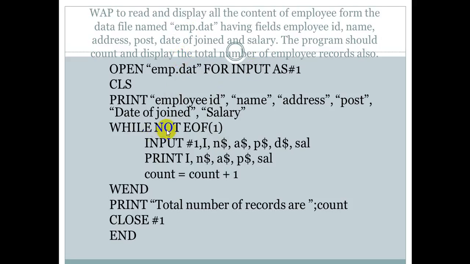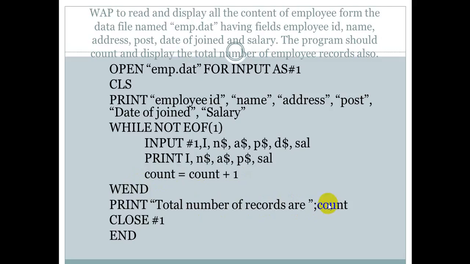Then WHILE NOT EOF, we should use WHILE WEND, or you can use a DO WHILE loop also. So the INPUT # statement will read the content of the data file, and PRINT will display the content of the file. COUNT = COUNT + 1 is used to count the total number of records in that file. So count should be printed after the loop: PRINT total number of records are, count. So this count will display the total number of employee records in that file.